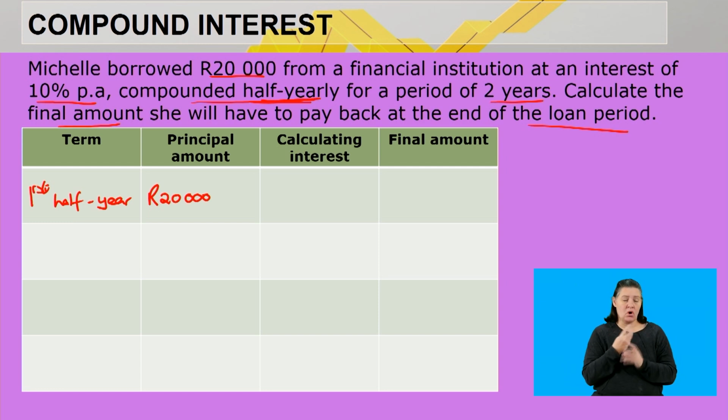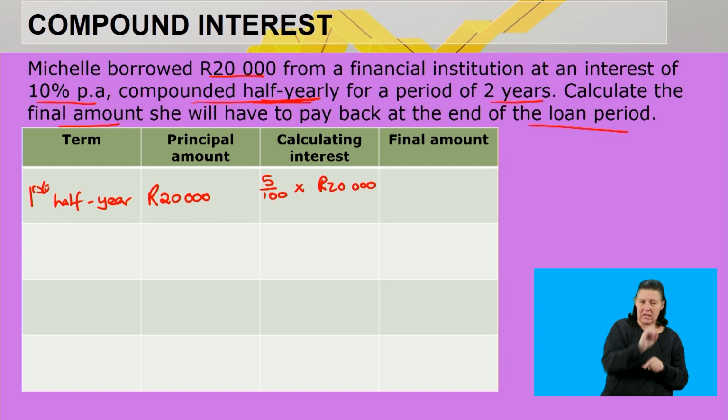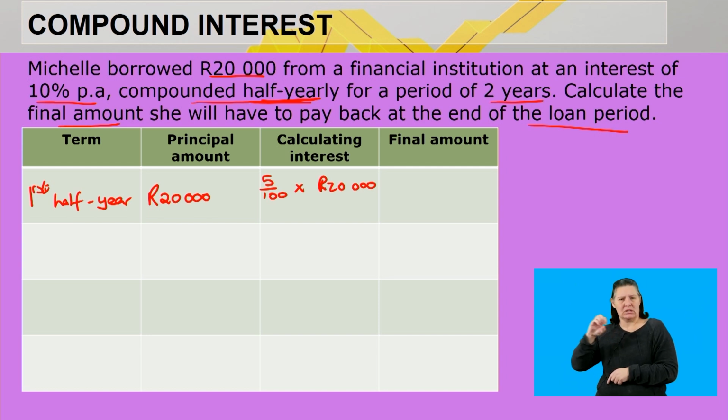So what should happen with my interest rate? I divide that by 2, so therefore it becomes 5%. So I'll say 5% of 20,000 rand. Are we clear on that? So let's calculate what is 5% of 20,000 rand. That will give me 5,000 rand. Oh, sorry, not 5,000. That will give me 1,000 rand in year number 1, or the first half a year.